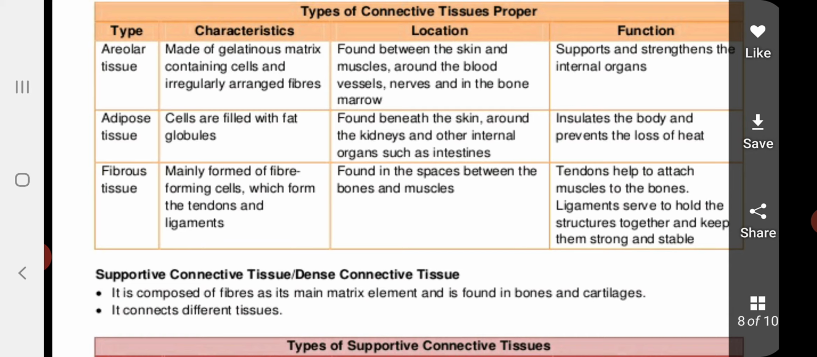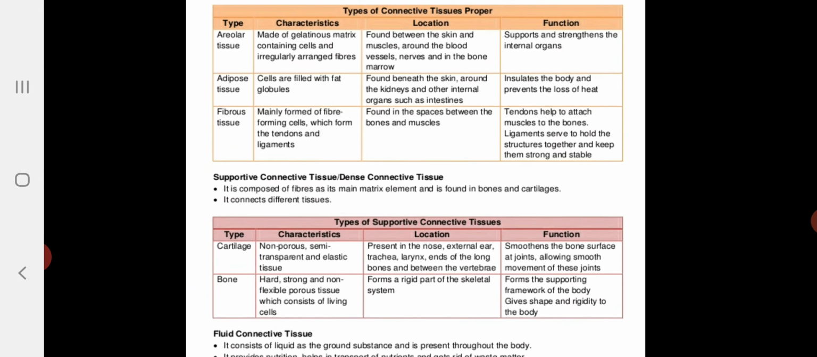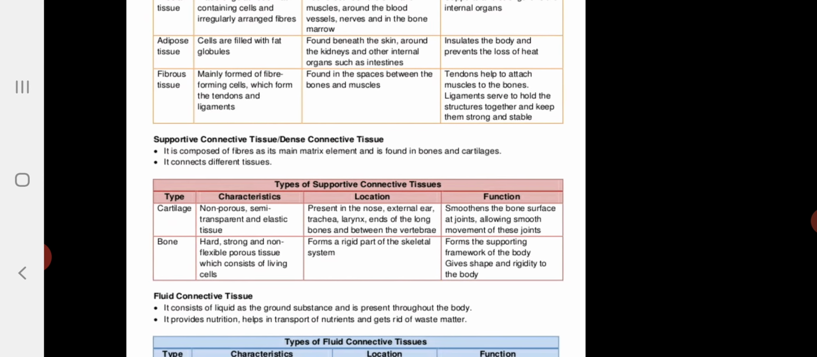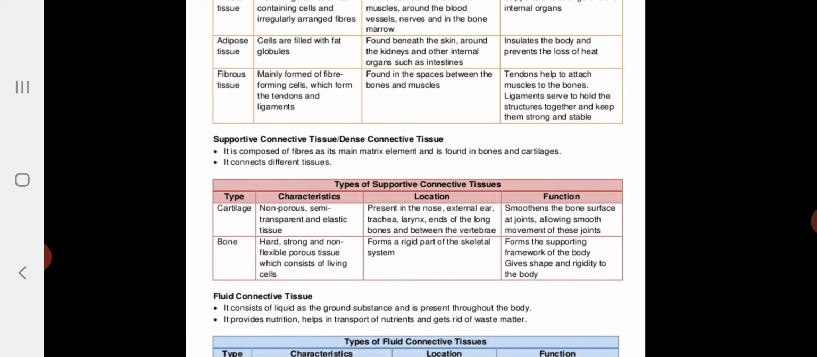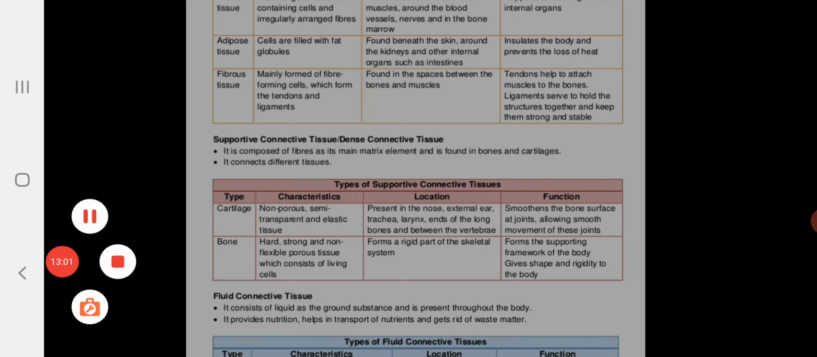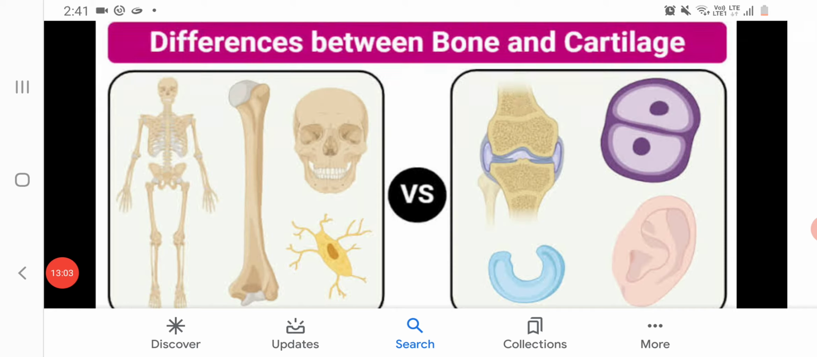There are supportive connective tissues and dense connective tissues. In the supportive connective tissues, we have two types, that is cartilage and bone. Now you can observe the position of cartilage and bone. Bone is present throughout our body, and cartilage is somewhere attached to the bones, and to the ears and other places.